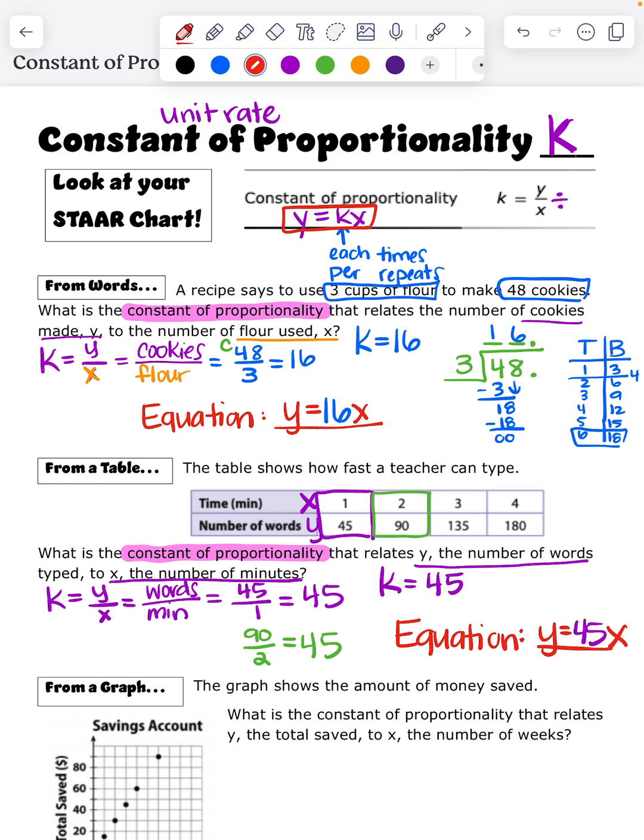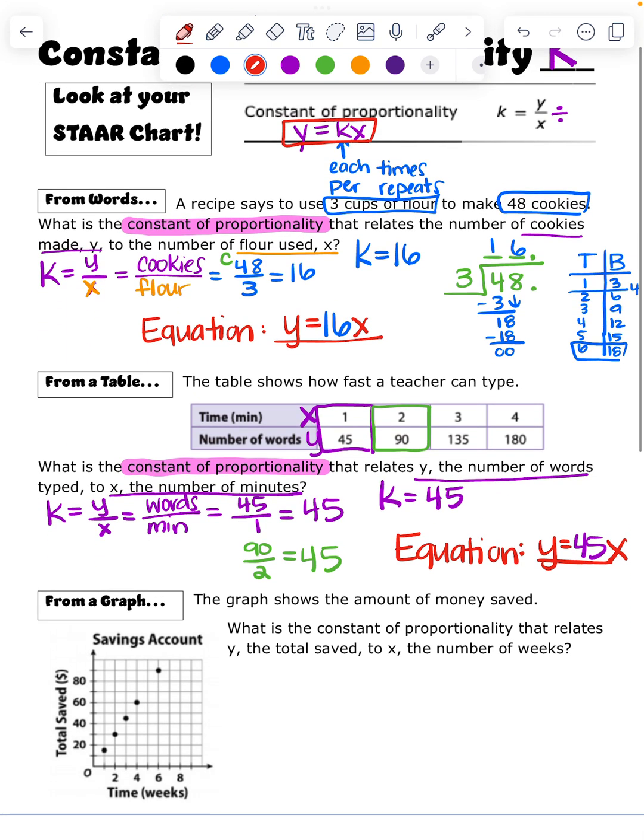All right, and then the last one, it says from a graph. So let's practice from a graph. It says the graph shows the amount of money saved. What is the constant of proportionality that relates y, the total saved, to x, the number of weeks? Well, ding, ding, ding, constant of proportionality. The minute I see that, I'm going to go to my star chart and I'm going to write down k equals y over x. I'm going to define what is y.